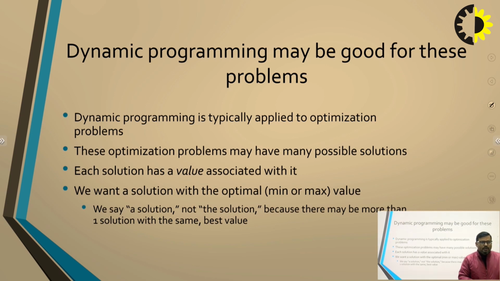Got it? Then these problems may have many possible solutions. Each solution has a value associated with it. We want a solution with the optimal, minimum or maximum, value. We say a solution, not the solution, because there may be more than one solution with the same value. It totally depends on the best value.